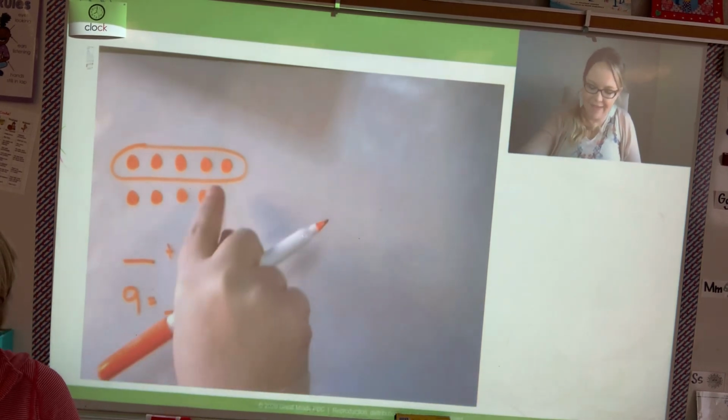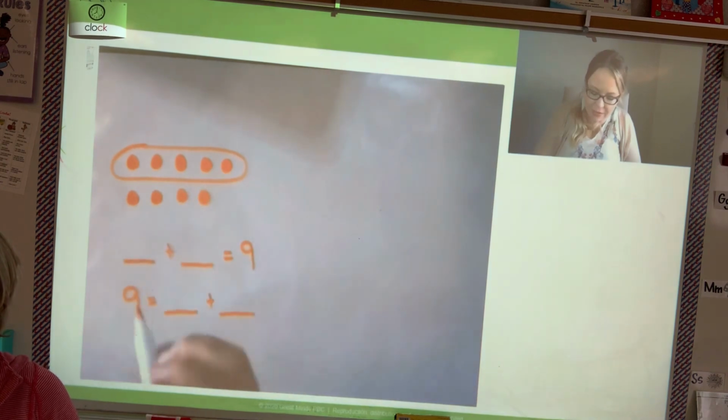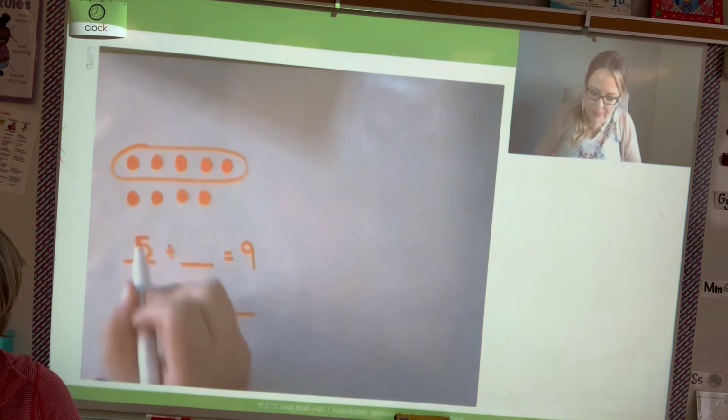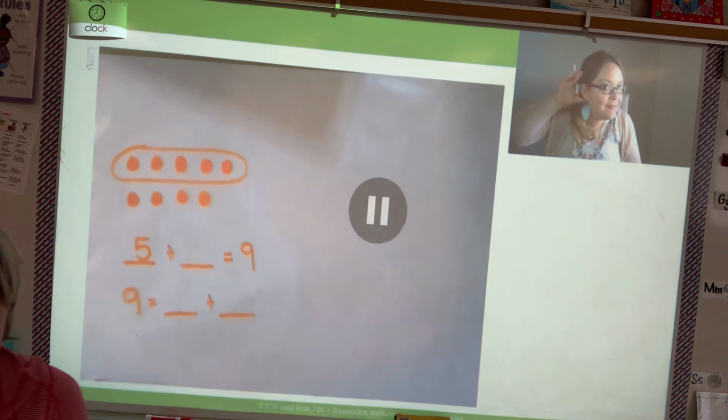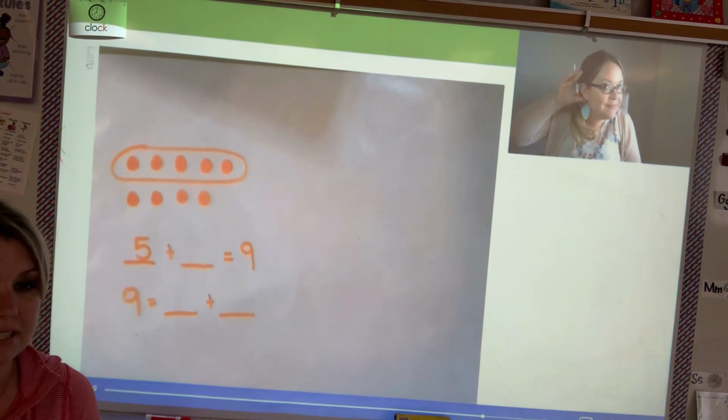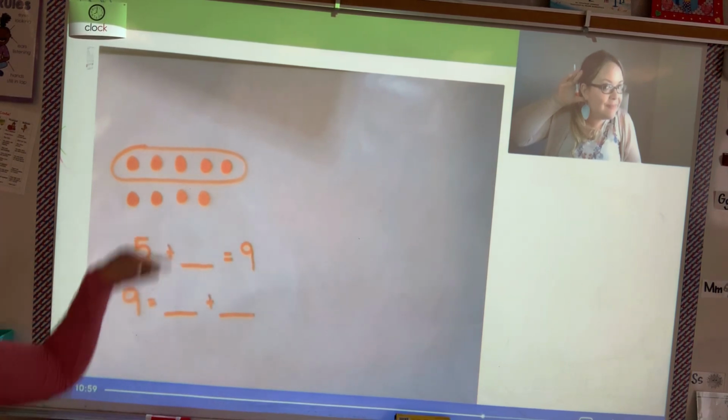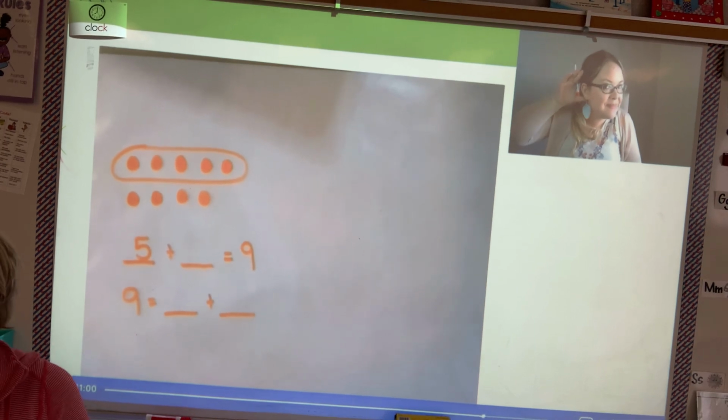Yes, 5 to show the group that we circled. Okay. And what should I write in this blank? What's she gonna write there? Show me fast. Let me see. What's she gonna put in the second blank? It can't be 5 anymore because we've already used it. So 4. Let's see if we're right.